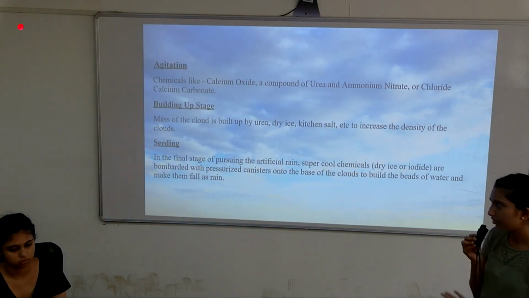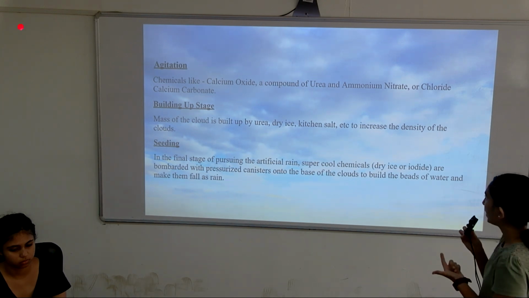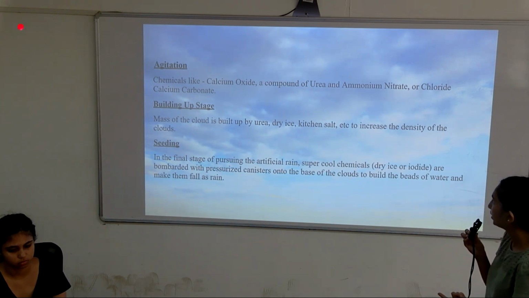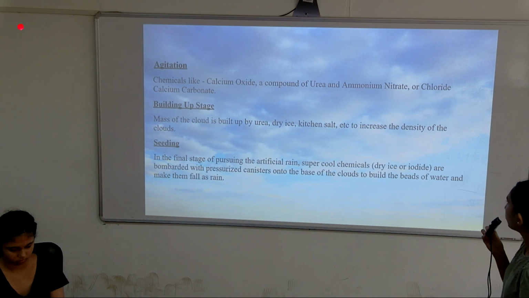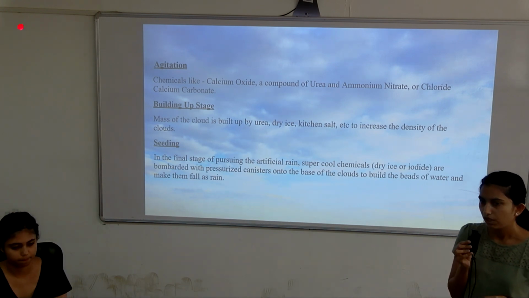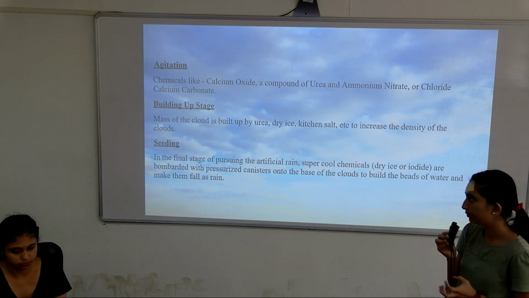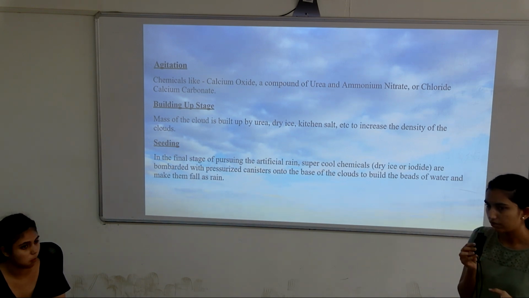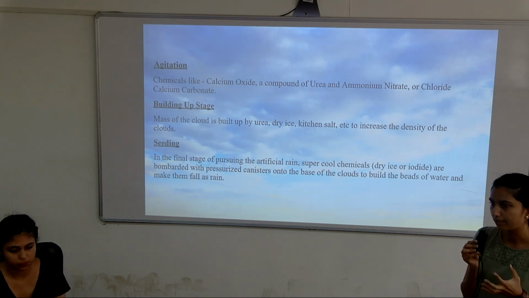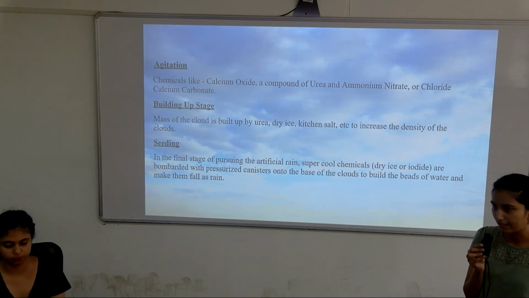Now these are the three steps, starting with agitation. Here the various chemicals, as you can see, are calcium oxide, a compound of urea and ammonium nitrate, or chloride, and calcium carbonate, which can be used for the vapors in the air to condense and form molecules. In the building up stage, the molecules present in the air get condensed and the density of the air is increased.